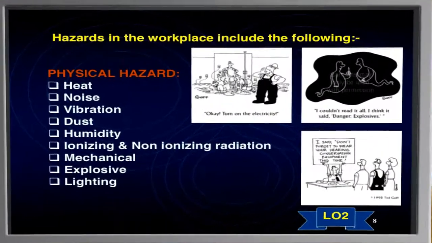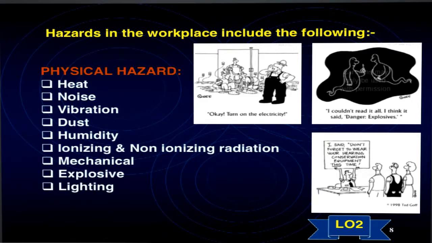Now we go one by one. What are the 5 agents that were mentioned in the hazards? First, we're talking about the physical hazard. Physical means you can smell, you can touch, you can hear, you can see.